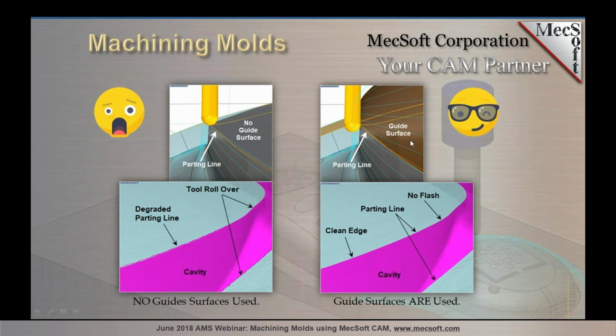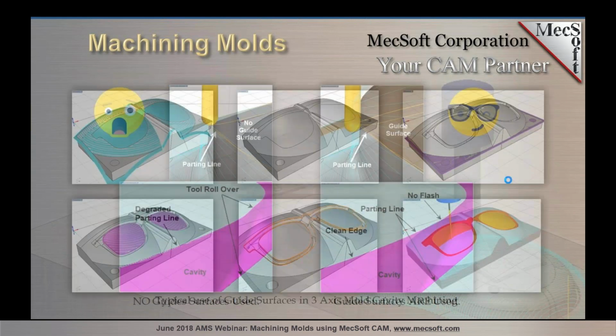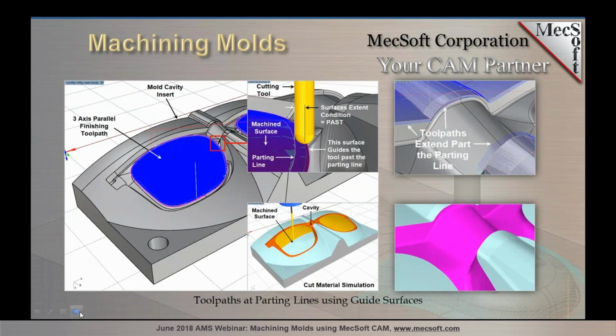And on the right, with that guide surface displayed, you see that the tool remains vertical and doesn't roll over the parting line. So the side of the tool cuts the parting line as the tool goes up and starts rolling up onto the guide surface. And if you look at the cut material simulation below, you can clearly see the quality difference between the parting line. And again, the only two differences here, same parameters, same surface, same toolpath, is this surface is displayed when the toolpath is generated. So let's go to that next image. Oh, I clicked too many. Let me go back one.